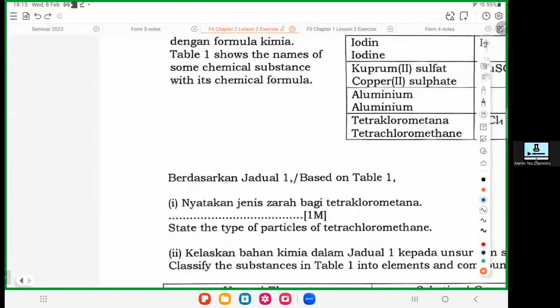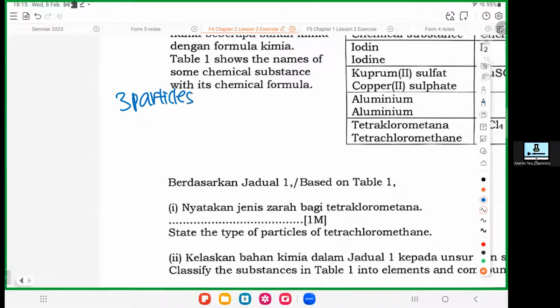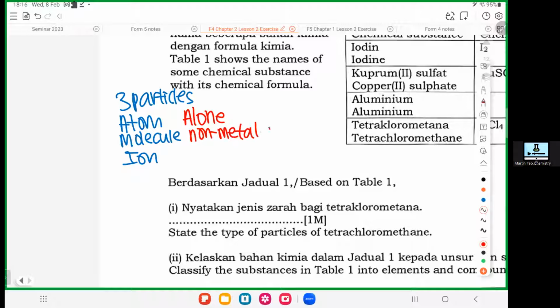We have 3 particles. Can we do a 1-minute revision? So the particles can be atom, can be molecule, or can be ion. So how are we going to differentiate atoms, molecule, ion? So I told you last week, atom is something who are alone. Anyone who has no friend, they are atom. What is molecule? Molecule is non-metal gang. When you have non-metal and non-metal combine together, that is molecule. What is ion? Ion is somebody who got charged or a combination of metal and non-metal.